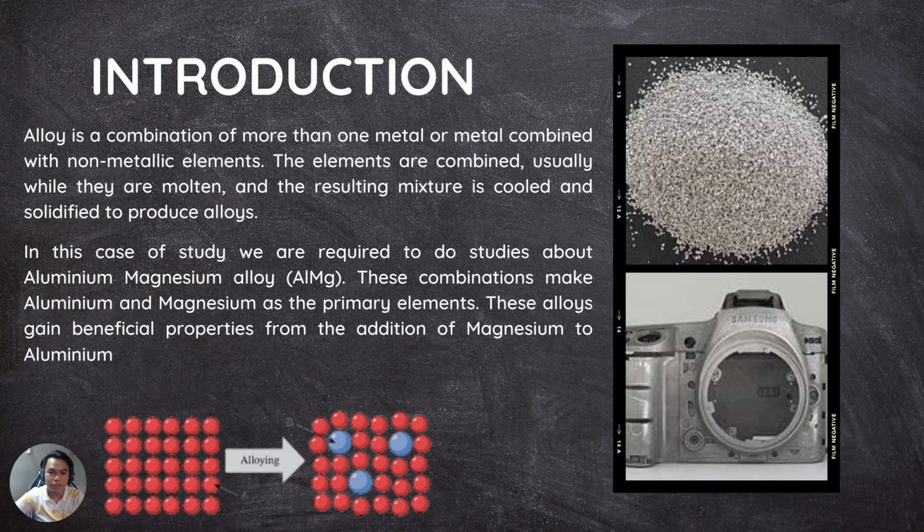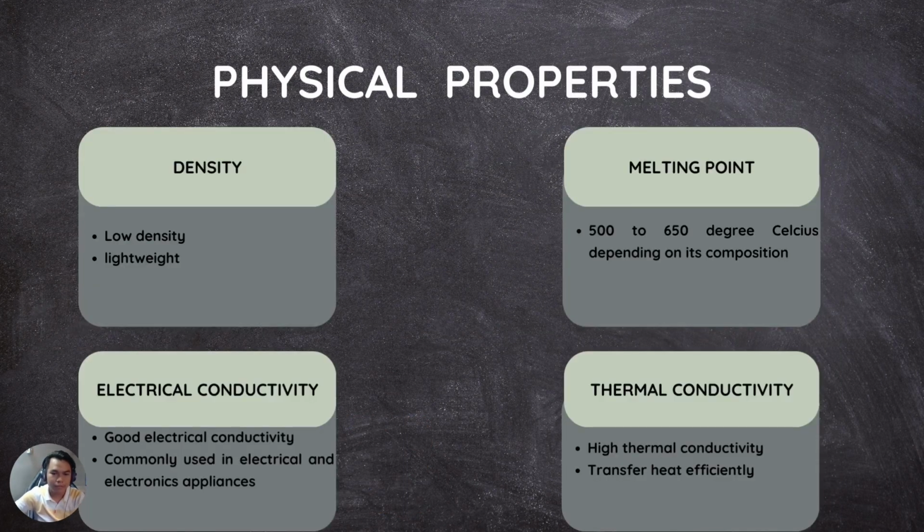This combination makes aluminum and magnesium the primary elements, and this alloy gains beneficial properties from the addition of magnesium into aluminum. For its physical properties, it is low in density, which makes it lightweight, and it has a melting point ranging from 500 to 650 degrees Celsius depending on its composition. It also has good electrical conductivity, so it is commonly used in electrical and electronic applications, and it has high thermal conductivity, so it transfers heat efficiently.